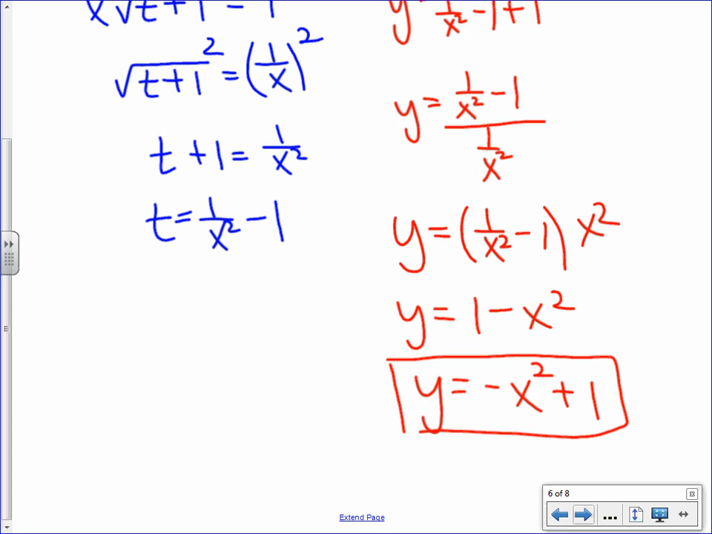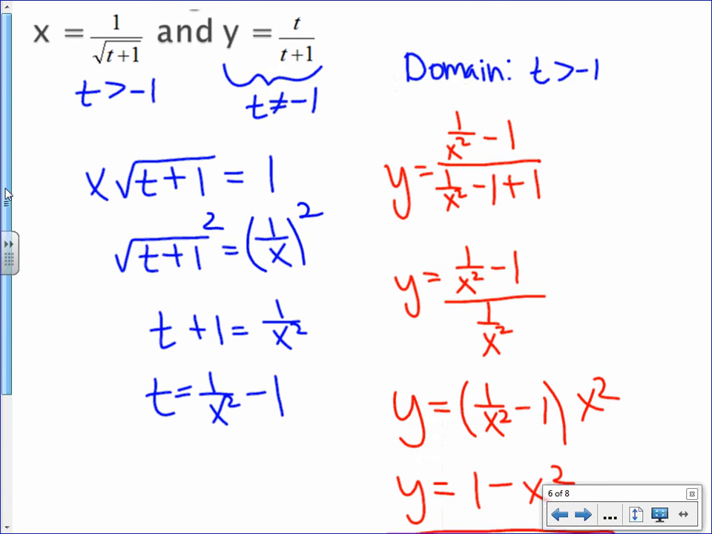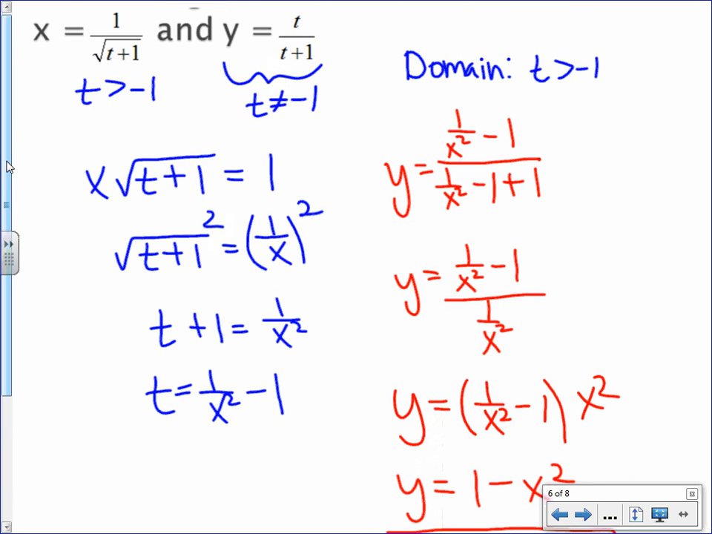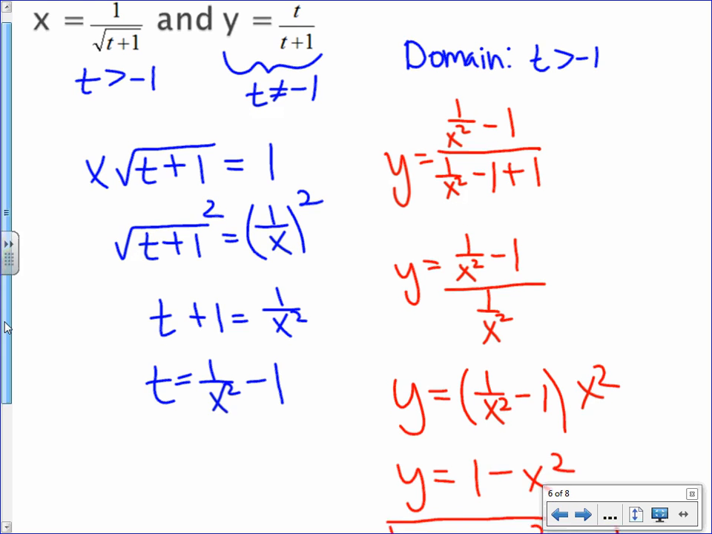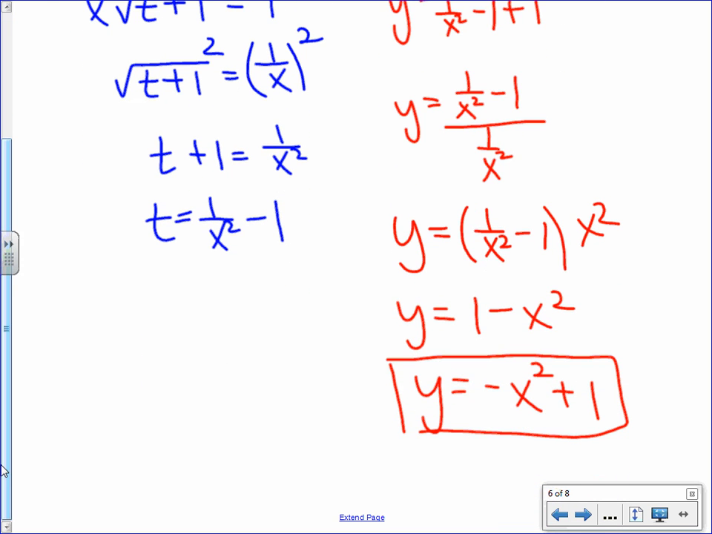Now, if we were to graph this, which we will not, would it be the entire parabola? It would not. Why wouldn't it be the entire parabola? Because we have restrictions on t. So it's not going to be the entire parabola. Okay. Great. Thank you. All right. Questions on this one?